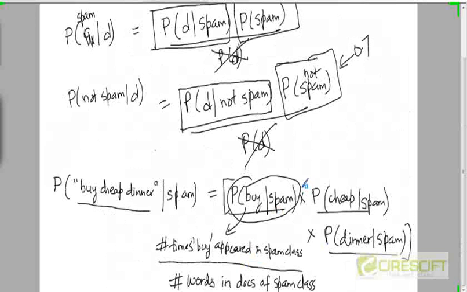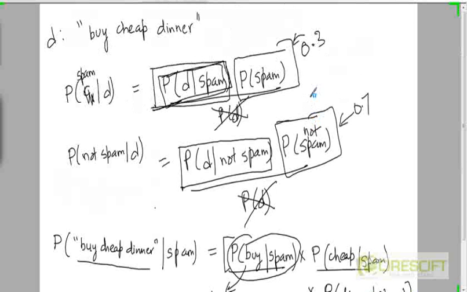Similarly, you would compute the probability of cheap given the spam class and probability of dinner given the spam class, and then multiply them all together. So this would give you this particular term. And you know what the prior probabilities are. So you have to just compute these two and then compare the values. So note that the principle is not different. In fact, the formulas are also almost the same.